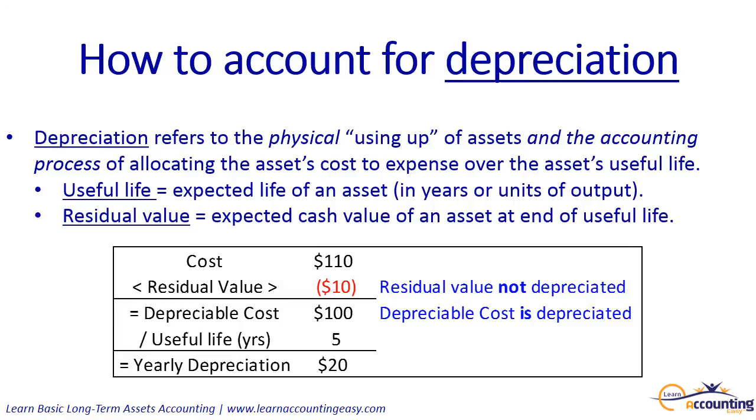Well, since it's going to have that value at the end, that value itself, the 10, is not going to be depreciated ever. So if we take the 110, we subtract the 10 residual value, we get a $100 depreciable cost. So this is the amount that we actually will depreciate over time in the accounting records. So obviously, if we had a 5-year useful life for this asset and we were using the straight line method, it would simply be a matter of $20 of depreciation per year.